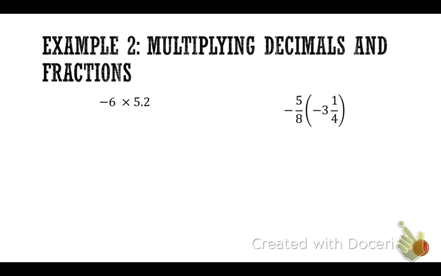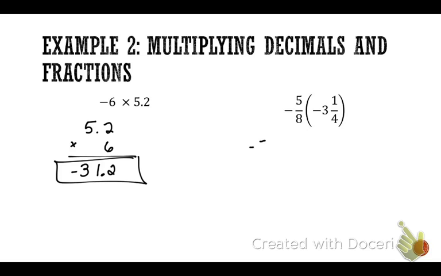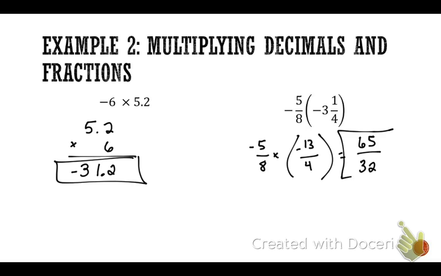All right, so 5.2, times 6. We'll worry about the sign in a minute. All right, we get 12, 31. How many decimals in our answer? 1. Did you guys get 31.2? And is it positive or negative? Negative. It's negative 31.2. All right, so for my fraction, I have negative 5/8 times negative 13 over 4. Can I cross reduce anything? Nope. I end up with positive 65 over 32 after I multiply. Why was it positive?